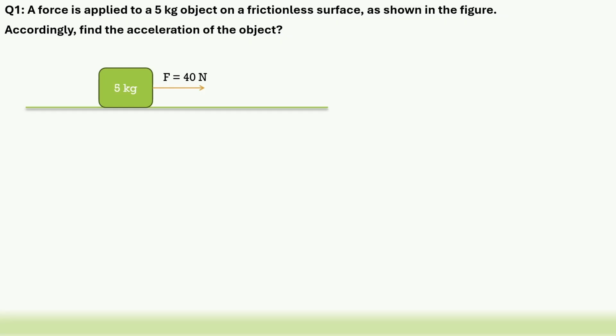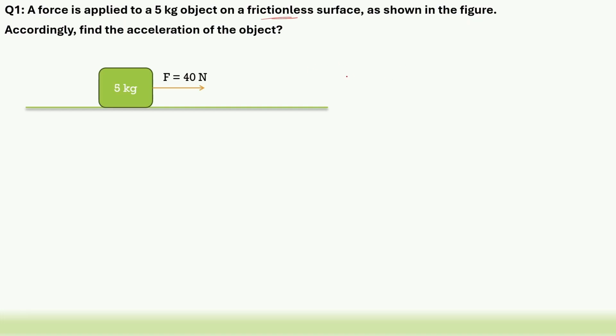Okay, let's start the first question. A force is applied to a 5 kg object on a frictionless surface as shown in the figure. Accordingly, find the acceleration of the object. Firstly, the frictionless surface is good for us, and there is one force here. The force is acting on the horizontal axis. So let's start the calculation. For the calculation, we use Newton's second law.